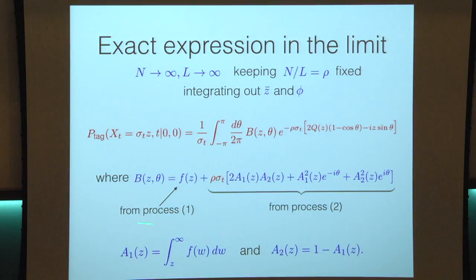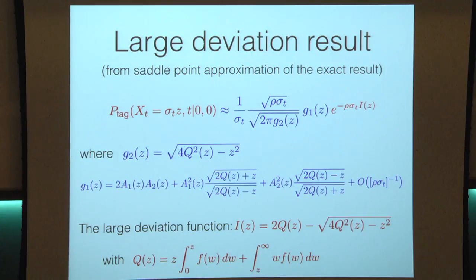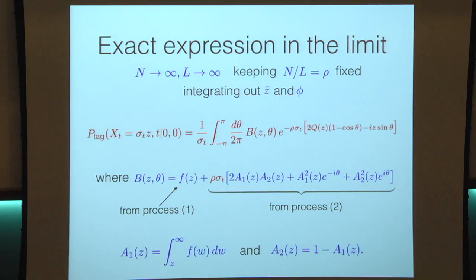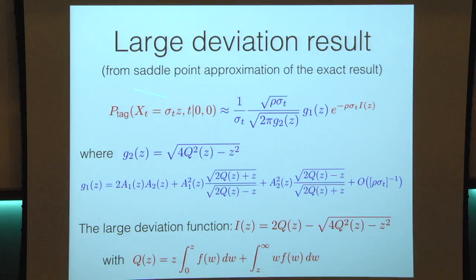This is just given by that, and as I said, this is from process one and is of order one, and this is from process two and is of order rho sigma t, and these are given by this one. So this is the exact answer, but one can also go ahead and compute the large deviation form. What we have to do is do this theta integral by saddle point. Once you do the theta integral by saddle point, this is what you have. This is the large deviation form, and you also get the prefactor, which is given exactly by that. This is the large deviation function, which is given by this one.